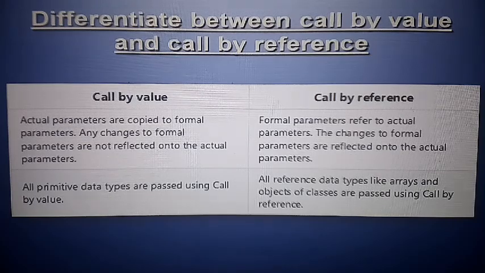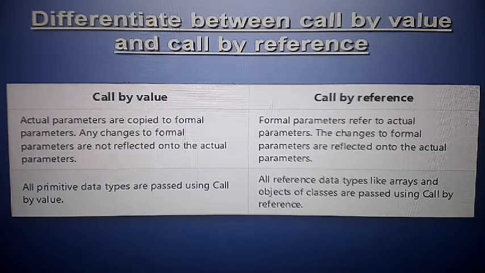And last, all the primitive data types are passed using call by value. So all primitive data like int, bool, floats, and all the reference data types like arrays and objects are passed by reference. Okay, this is a major difference. Here the primitive data is passed, and here the reference data types are passed, like array, object and class.